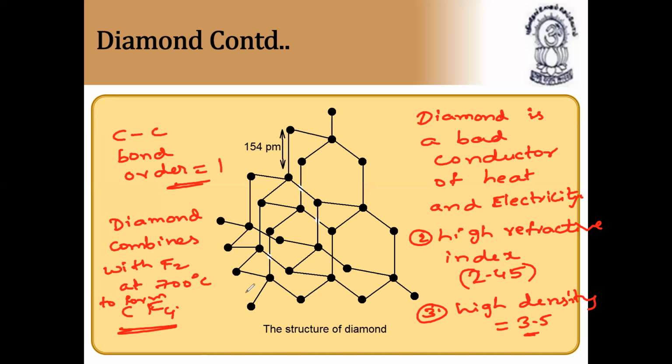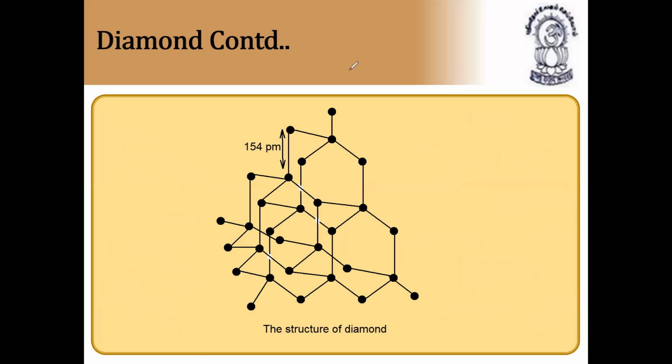And what are the uses of diamond? It is used for making glass cutters and as an abrasive, for making and polishing hard materials, and also for making precious gems and jewelry. So diamonds are used in jewelry also. As we already know, it is very costly.